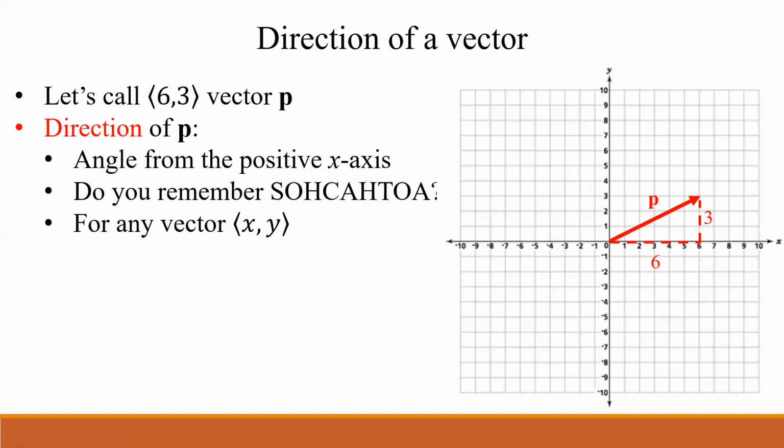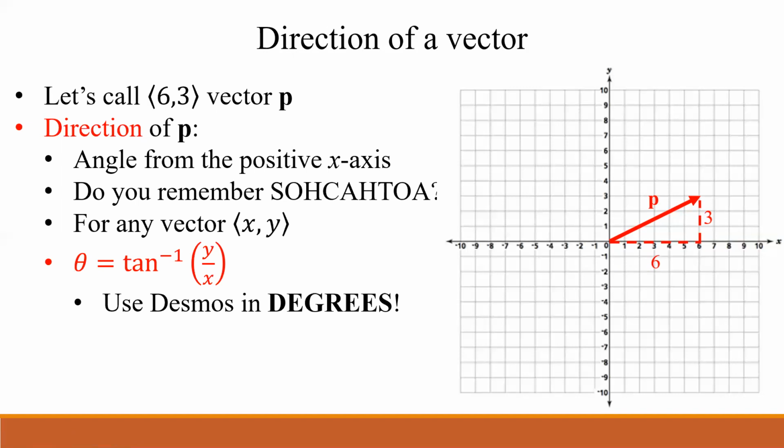Now, for this, and this works for any vector, you're always going to use the tangent function, okay? And in fact, it's going to be the inverse tangent because you're finding the actual angle, okay? So again, if you need to jot that down in your paper, that's the second formula that you need for the direction. So tan inverse of y over x, always y over x.